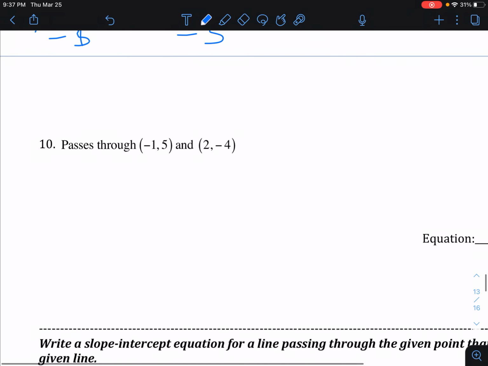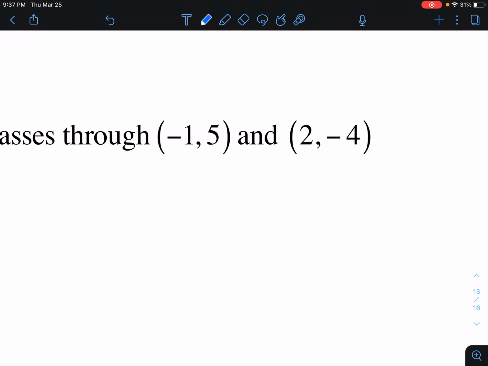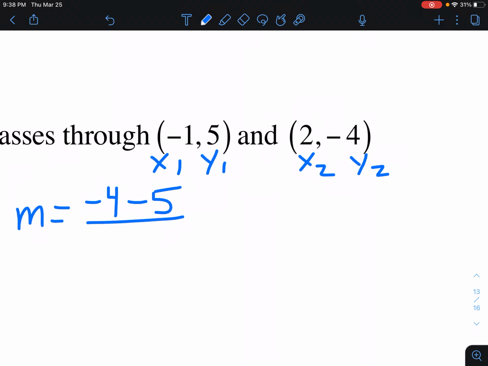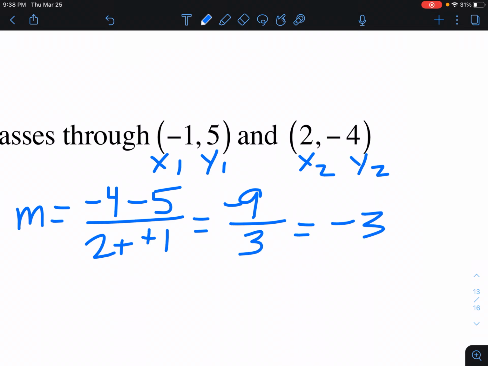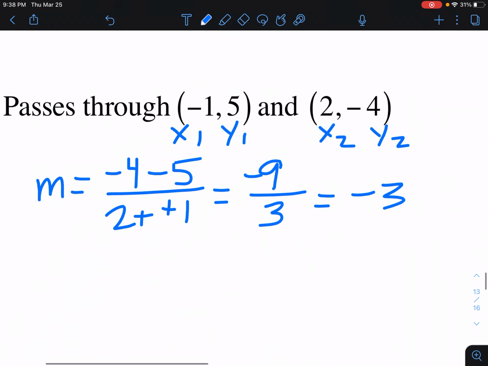Okay, so in this problem here, number 10, gives us minimal information. It doesn't start us with a slope, so we're going to have to use a slope formula between these 2 points. y2 minus y1 over x2 minus x1. Double negatives change to a plus. Subtract on the top, add on the bottom, and that term divides to become -3. So that'll be my m for my point slope.